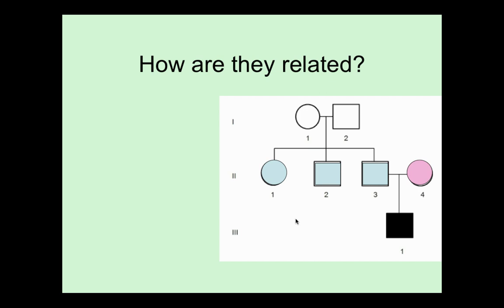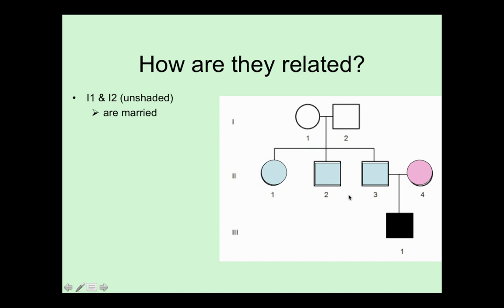How are these people related? Now, these are the generations: first generation, second generation, and third generation. And then these are the individuals: 1 and 2, 1, 2, 3, 4, and 1 of each of the generations. So let's take a look at the first one. Generation 1, number 1 and 2, unshaded, these are married.